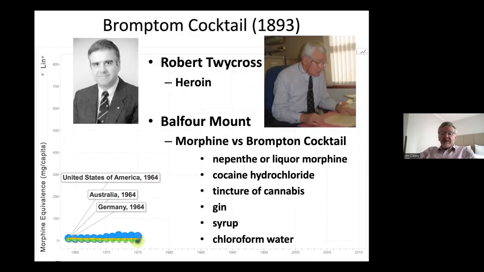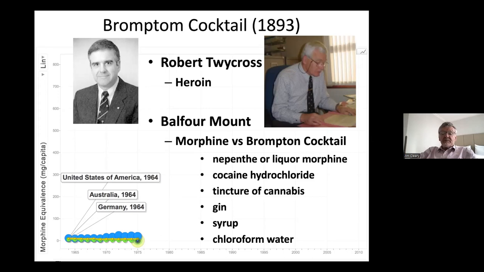At this time, a number of studies were going on, and here are two of the greats of palliative care. Robert Twycross, a frequent visitor to India, whom many of you may have met or heard. He was studying the use of heroin for palliative care in the United Kingdom, and they found that to be quite useful. Balfour Mount was doing studies with opioids in Canada, where he started the palliative care programs. He was doing a comparison of morphine versus the Brompton cocktail.